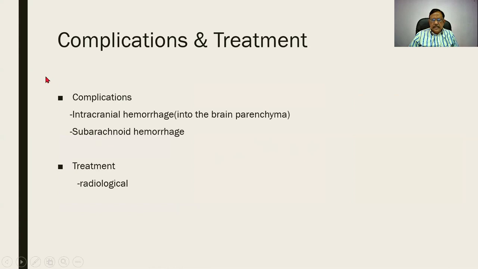The complications, as we had mentioned earlier, will be an intracranial hemorrhage into the brain parenchyma or the subarachnoid hemorrhage. One clinical differential diagnosis will be hypertension. In hypertension also there can be these hemorrhages, so that has to be differentiated. And the treatment is radiological for a berry aneurysm.